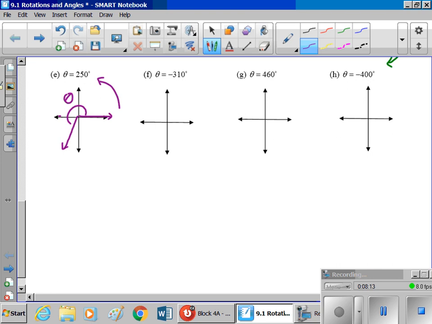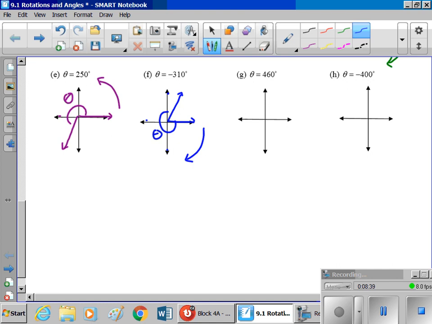All right. Here we have theta equals negative 310. So we got our initial ray. And then we're going to go clockwise because we have a negative angle. We're going to go 90, 180, 270, and then 40 degrees more. Something like that. Get that angle.